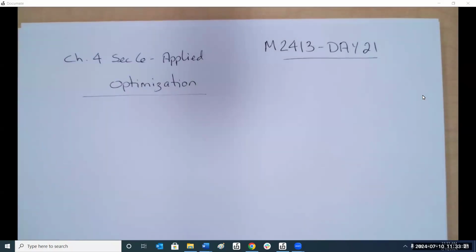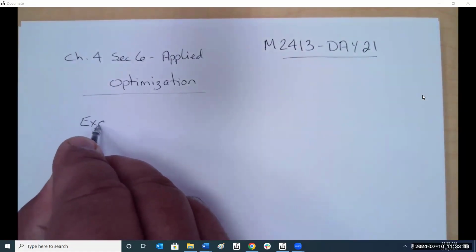That has to be done mathematically first. Is it possible? Can it be done? If so, what is the smallest piece of material we need to complete our task? That way, the smallest piece of material costs us less. So let's look at example one.